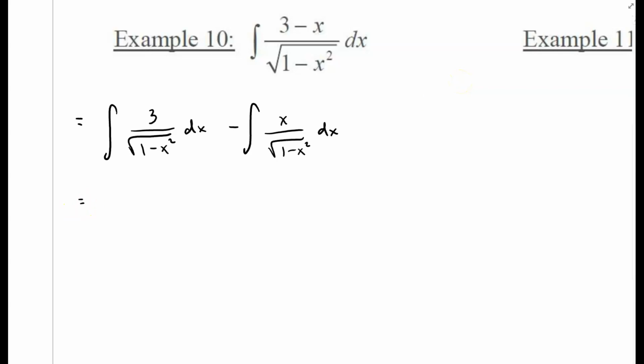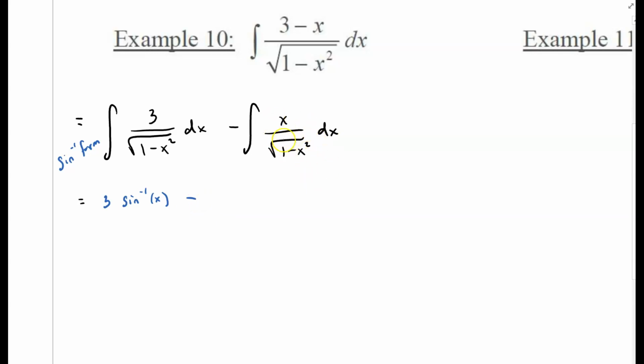And our first one over here, this is sine inverse form. So this is going to be equal to 3 times exactly sine inverse of x. Okay, minus.